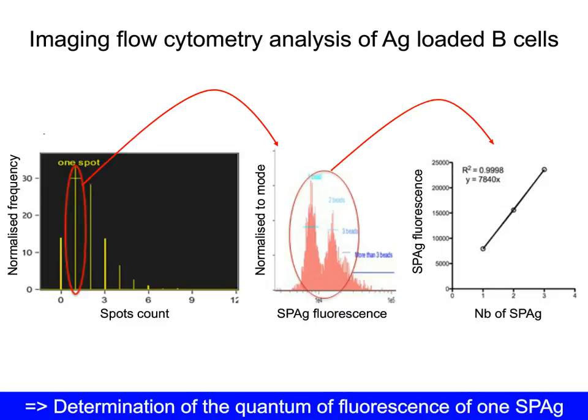Now it's very easy to look at the B cells that have only one fluorescent spot, which means one endosomal compartment containing SPAG. And if you analyze the intensity of fluorescence of these spots in these different cells, you realize that you get different spikes. The first spike is for the cells that have internalized only one SPAG in one endosome. The second spike is for the cells that have internalized 2 SPAG in a single endosome. And by plotting these numbers, you get a slope that gives you the quantum of fluorescence for one single SPAG.